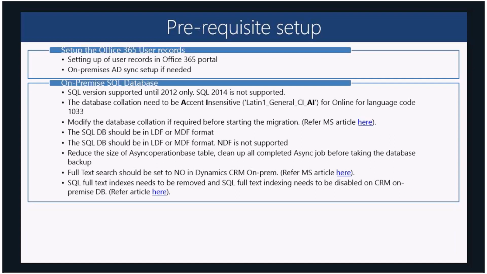So going over to the on-premise SQL database portion on this slide, because we have already spoken about the user records, we do support only up until SQL 2012. At this point, SQL 2014 is not supported, so that's an important piece that we need to know. We do not know whether, if you're on SQL 2014 and you downgrade that to SQL 2012 by any means, that's going to work or not, because there has not been enough testing done by our engineering team here to make sure that it's a valid step that is supported by the tool.